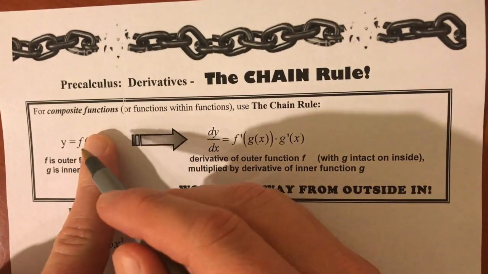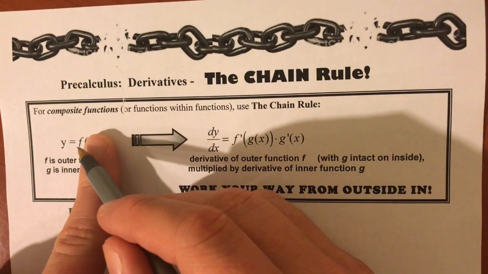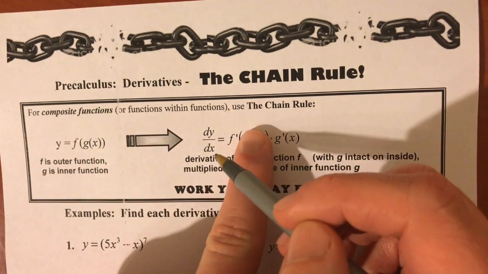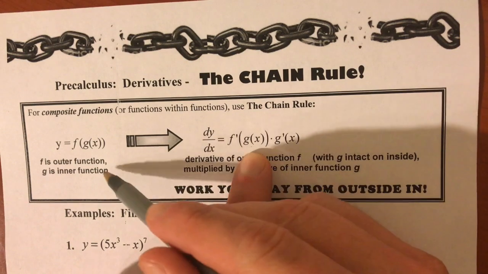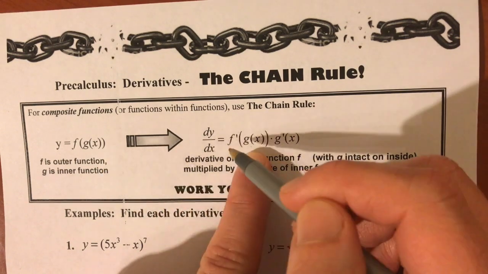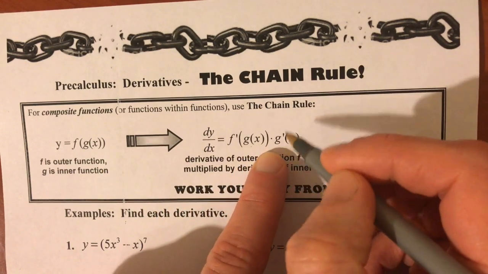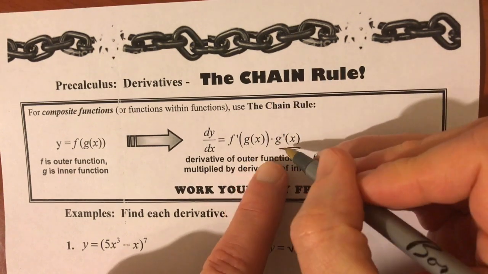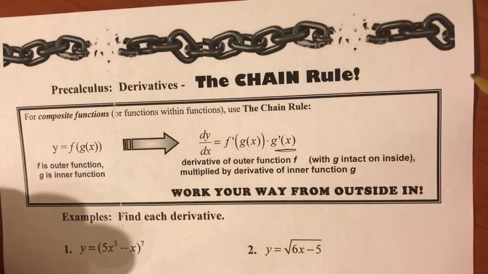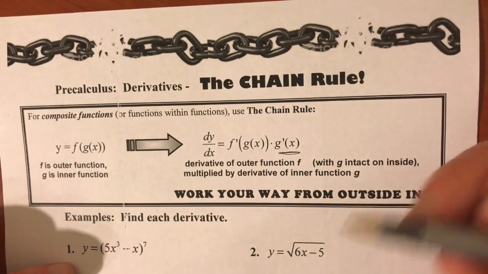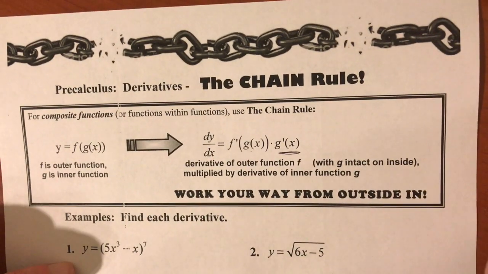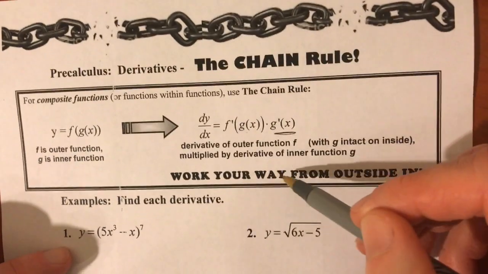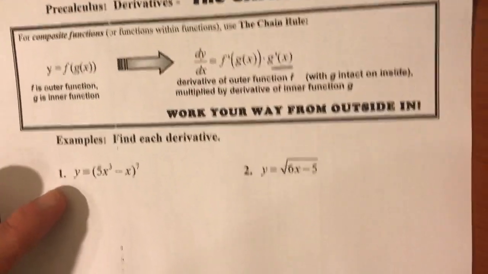So notice that the idea is this. You start with the outermost function and you take that thing's derivative. The derivative of f is f prime of that same inner function. You know, g of x doesn't change there. And then you multiply by the derivative of the inner function. So it takes a little practice, and you see a bunch, and when you see real examples, hopefully it clicks a little bit better. But work your way from the outside in.